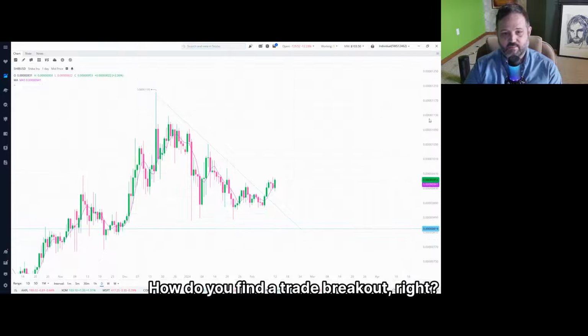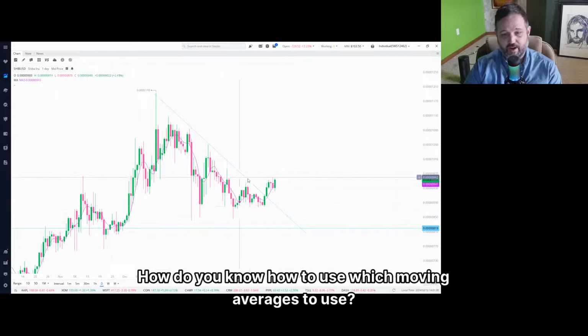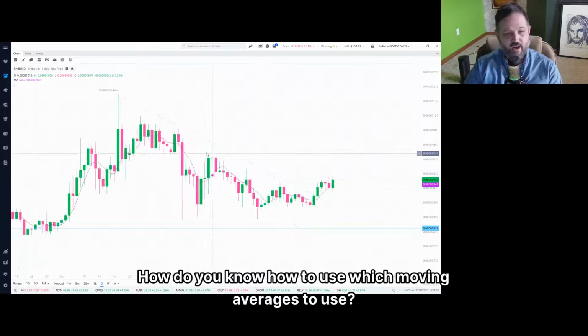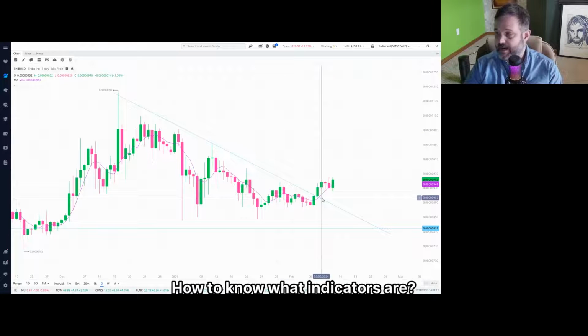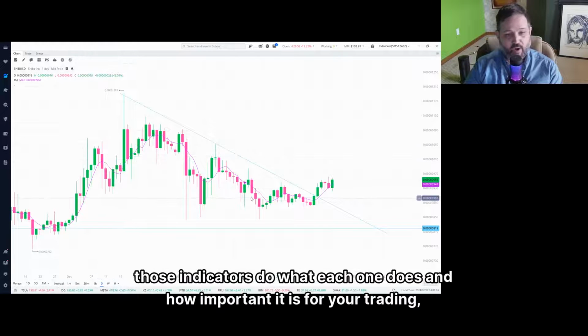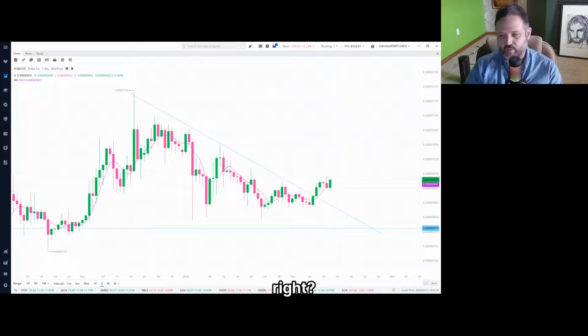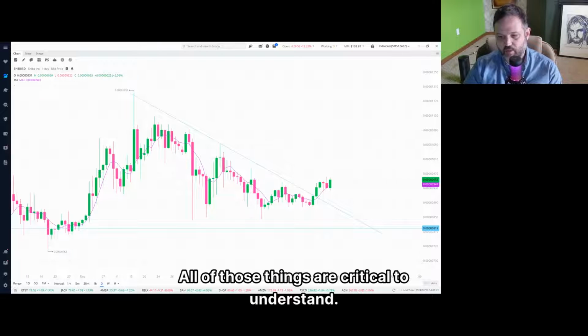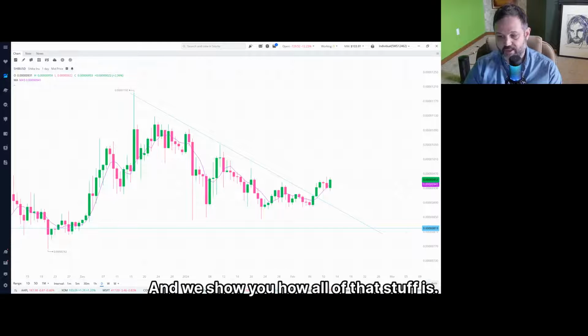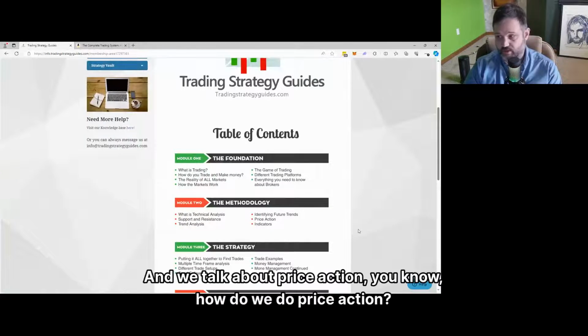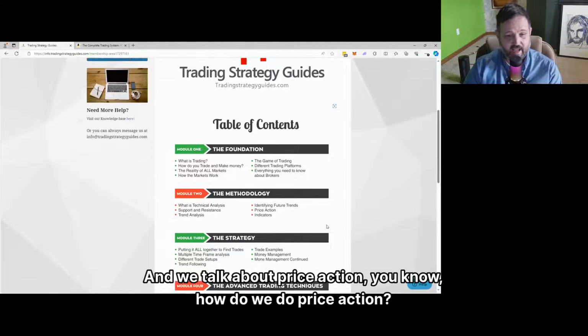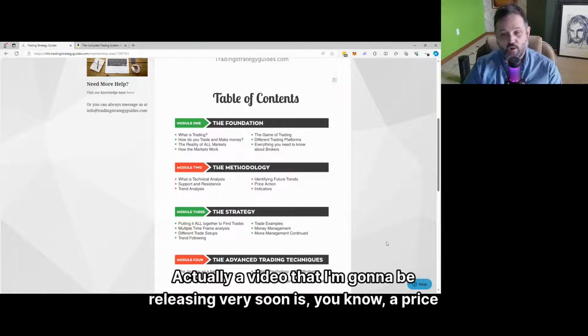How do you find a support level, which is right here? How do you find a resistance level, which is right here? How do you find a trade breakout, right? How do you know which moving averages to use? How to know what indicators are? How to know what those indicators do, what each one does, and how important it is for your trading, right? All of those things are critical to understand. And we show you how all of that stuff works.